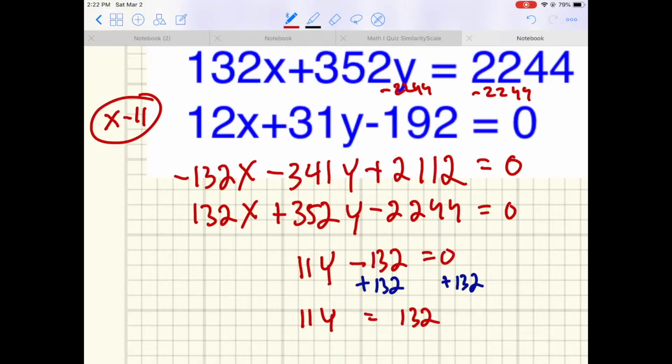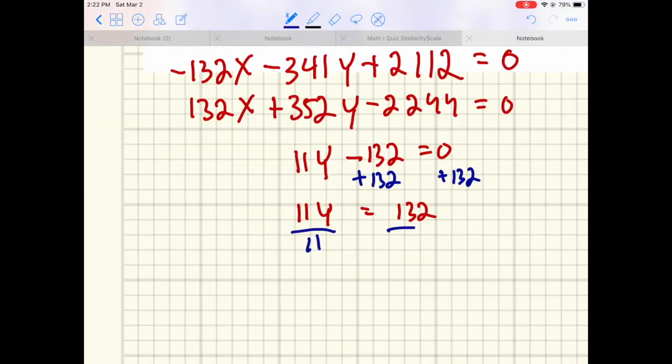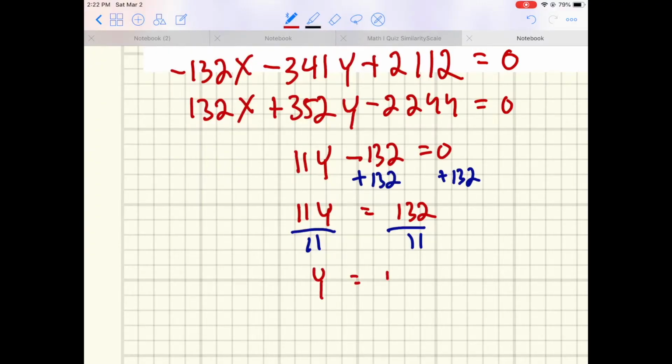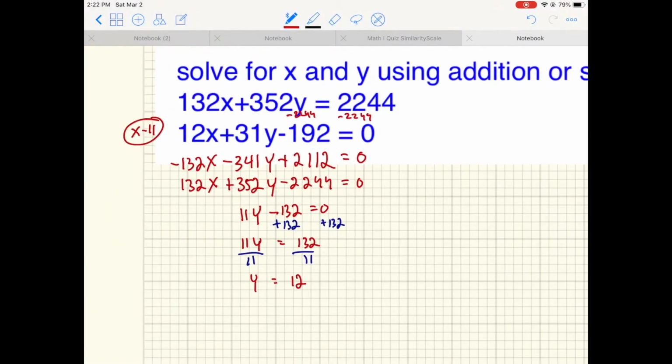Divide both sides by 11, and we end up with y is equal to 12. Let's feed that back into the easier of the two equations. I guess that's the second equation. Replace the y with 12, and so we have 12x plus 31 times 12. Take away 192 is equal to 0.